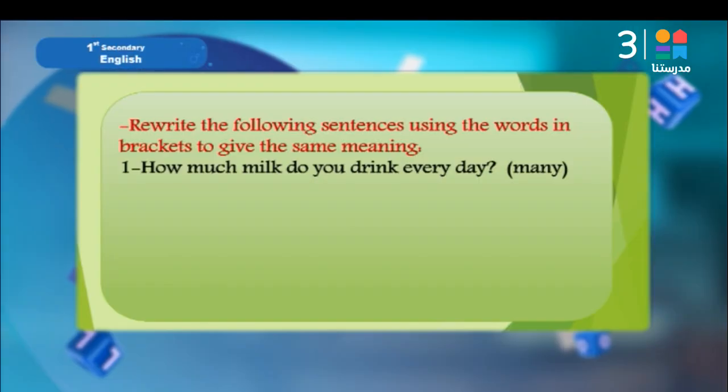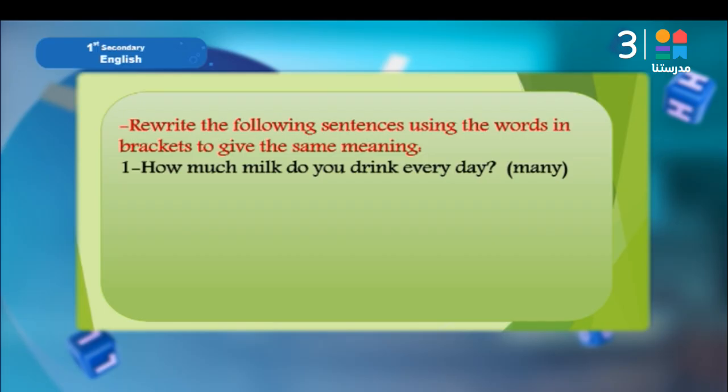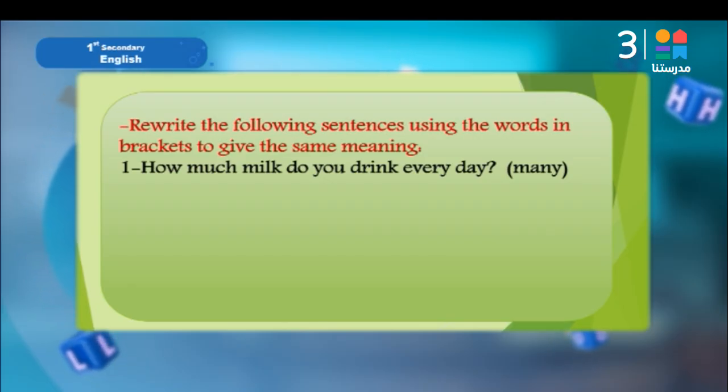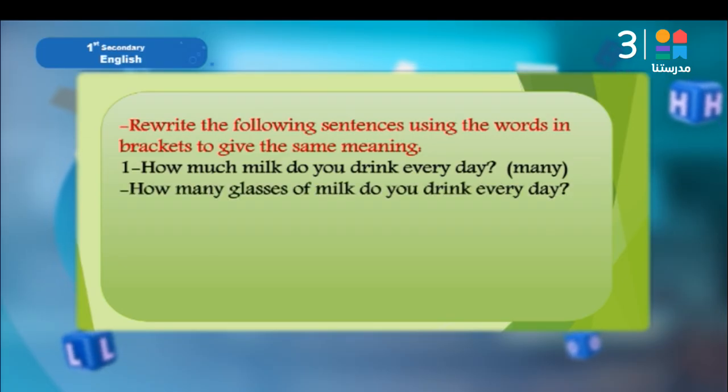Excellent, very good. Let's have our last kind of questions for today's session. The rewrite. We know that in the specification of the exam, the rewrite question exists in our final exam. So you have to make sure you know how to answer such a question in the exam. Number 1, how much milk do you drink every day? I would like to put many. What do I do? I'm going to say how many glasses of milk do you drink every day?